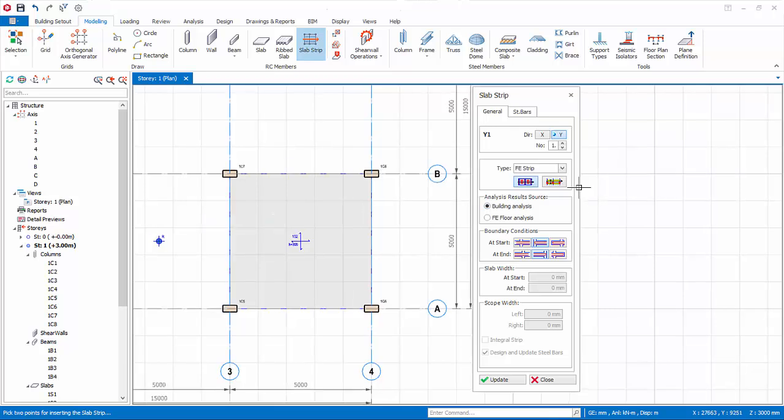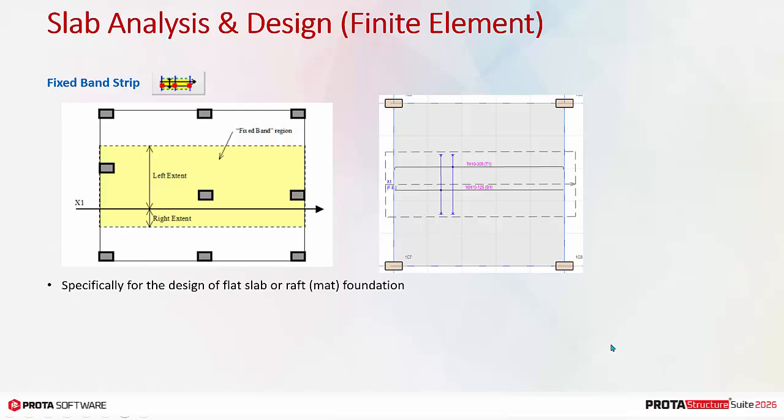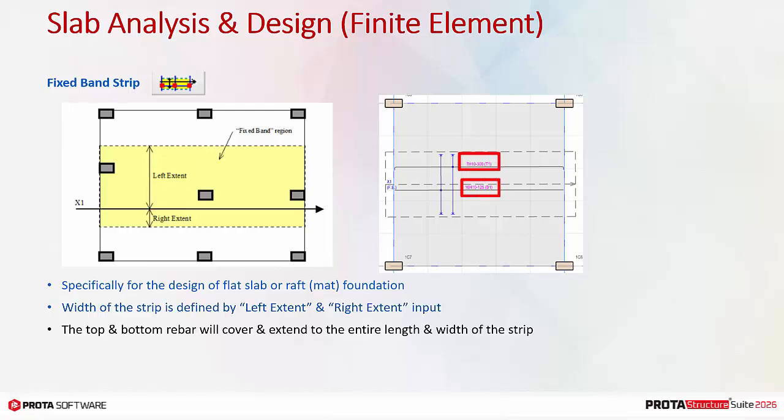As this is a flat slab, we cannot use the span strip. We must use the fixed band strip. The fixed band strip is specifically for the design of flat slab, raft, or mat foundation. Width of the strip is defined by left extent and right extent input, as shown in the left diagram above. A single arrangement of top and bottom rebar will be designed. It will cover and extend to the entire length and width of the strip, as shown in the right diagram above.